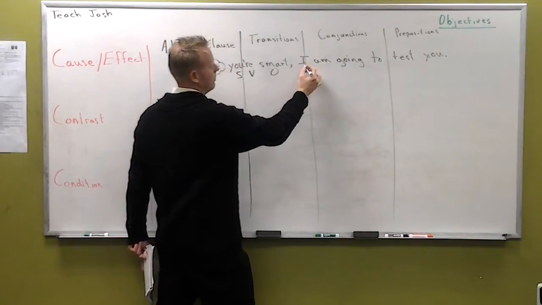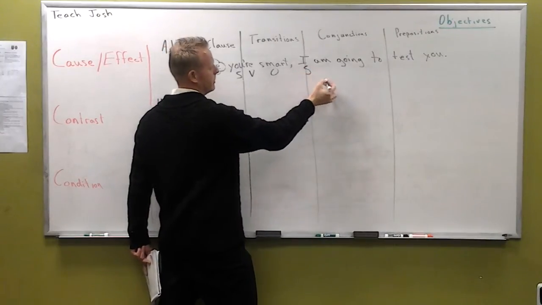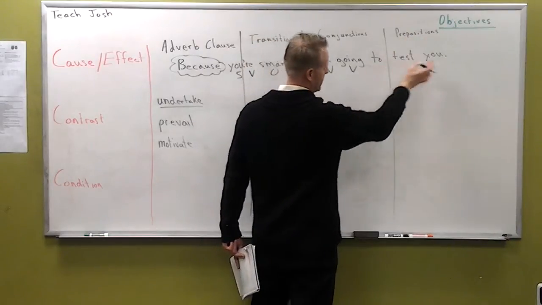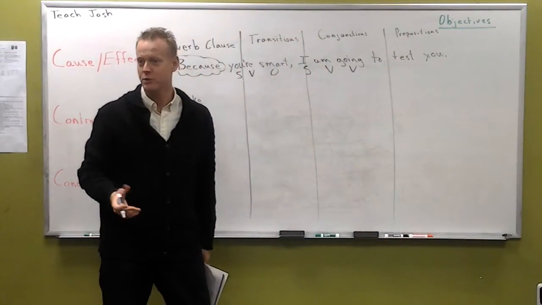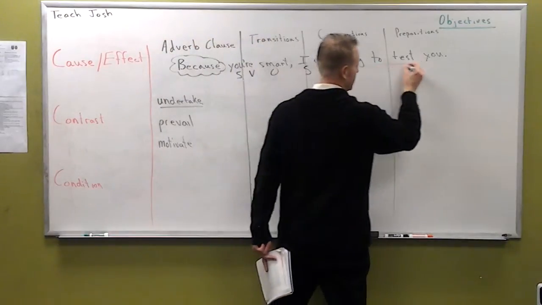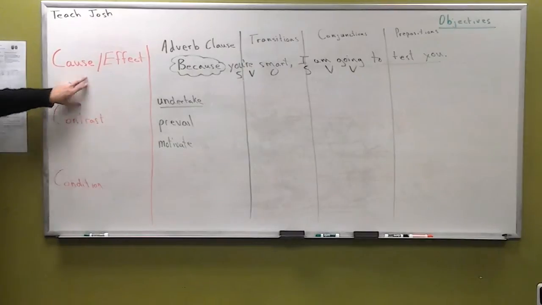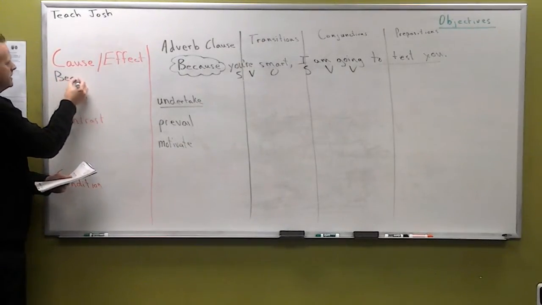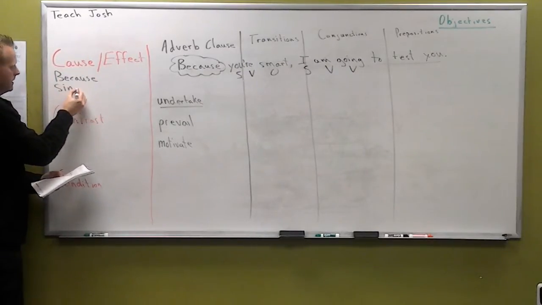All right. Over here in the main clause, where's the subject? Verb. And then to test you, this is an infinitive, acting like the object of the sentence. So, very good. So that's what we're talking about. We're talking about cause and effect words. We mentioned you can use because. You can also use since.